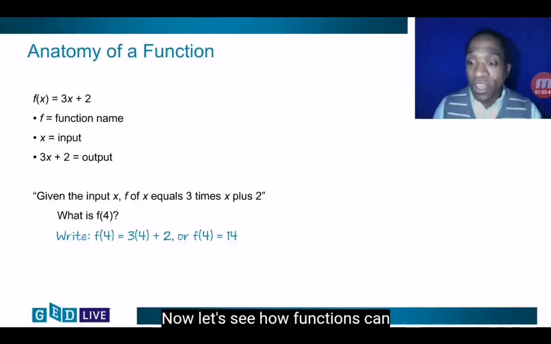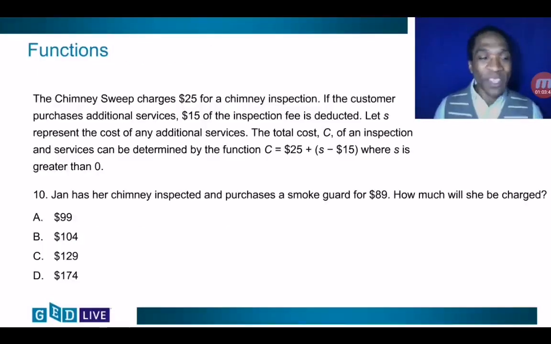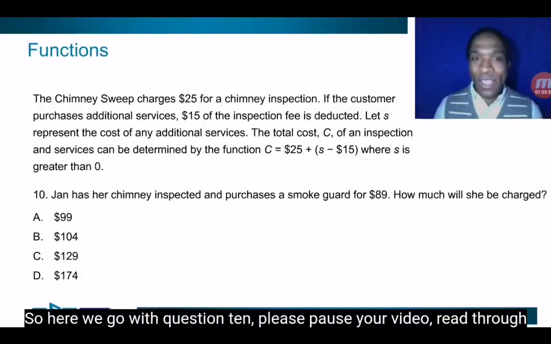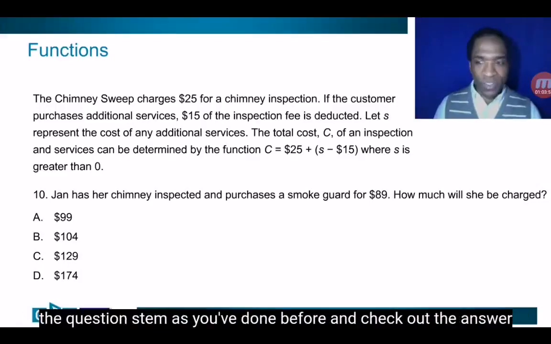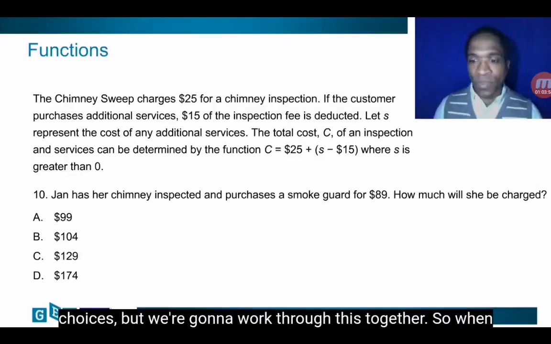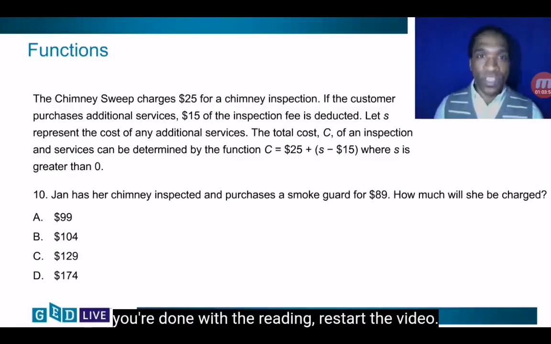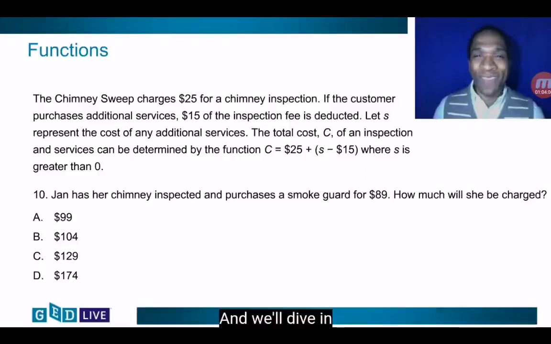Now, let's see how functions can appear in questions on test day. So here we go, question 10. Please pause your video, read through the question stem as you've done before, and check out the answer choices. But we're going to work through this together. So when you're done the reading, restart the video, and we'll dive in all together.